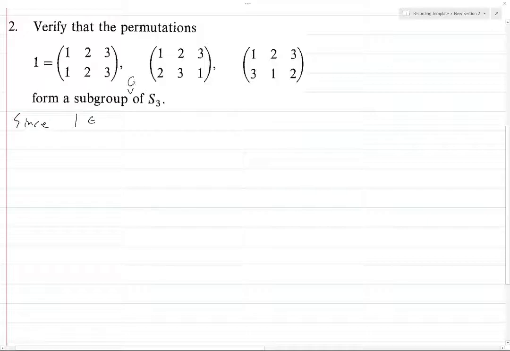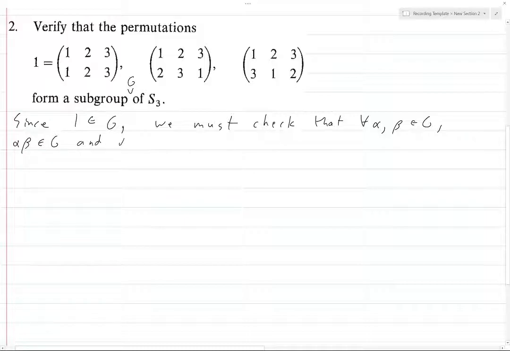subgroup G. So since 1 is contained in G, we must check that for all alpha and beta in G, both alpha beta is in G and alpha inverse is in G. Equivalently, we could have said beta inverse, but it doesn't matter. You can always flip alpha and beta.